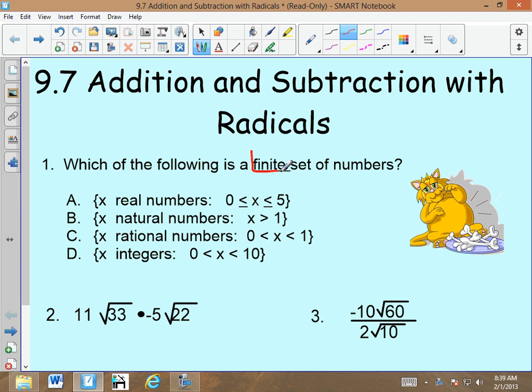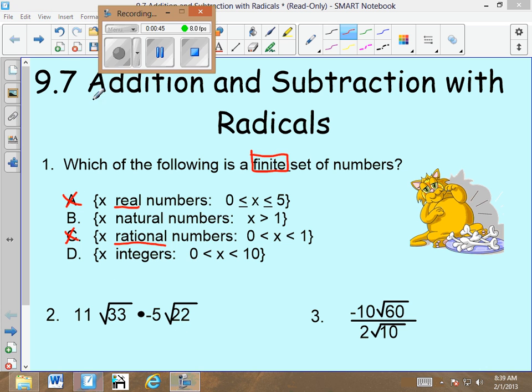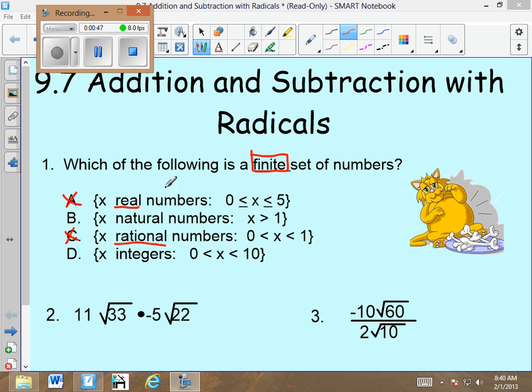Okay, we're looking for finite. Finite means ends. I see real, I don't see an equal sign. Real, no equal sign means never ends. Rational, no equal sign means never ends, okay? Real equal sign, finite. Rational equal sign, finite. So, real, no equal sign, infinite. Rational, no equal sign, infinite.